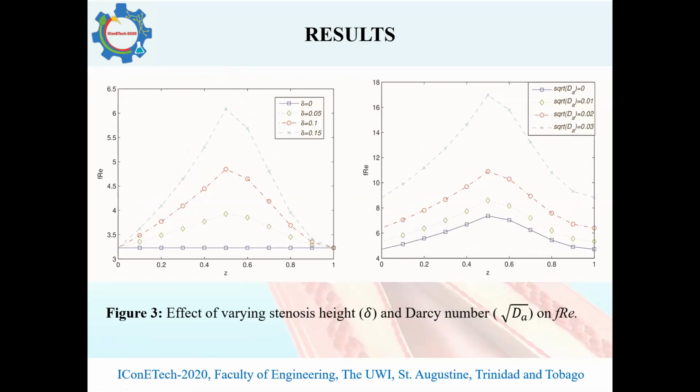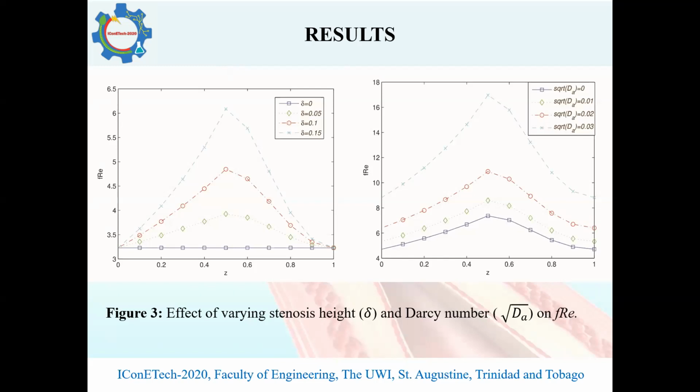As these increased, we also noticed an increase in the friction factor Reynolds number. So this friction factor Reynolds number is inversely proportional to the velocity. So what this gave us as well is an idea of what was happening to the velocity of the fluid as we increased these different parameters.